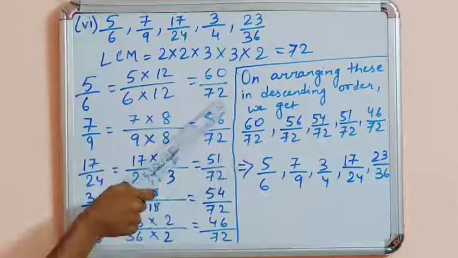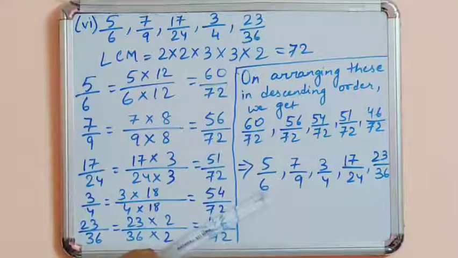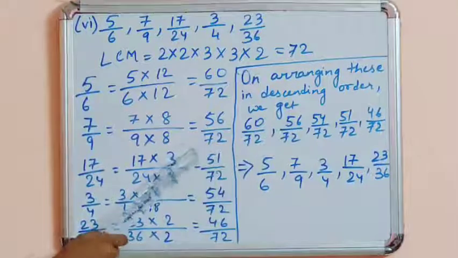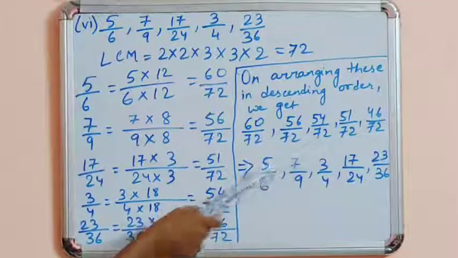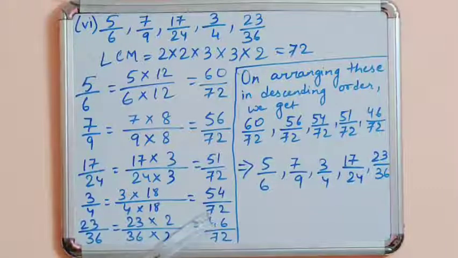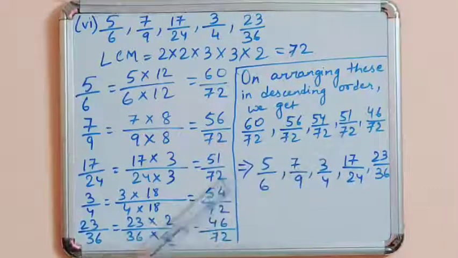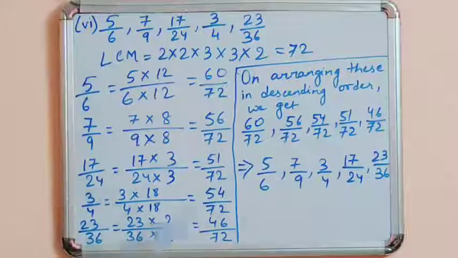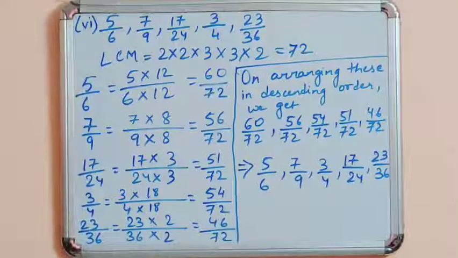So 60 by 72 was 5 by 6. So instead of 60 by 72, we write 5 by 6. Then 56 by 72 was 7 by 9. So we write 7 by 9 here. 54 by 72, that is this one. It was 3 by 4. So we write 3 by 4. 51 by 72, it was 17 by 24, so we write 17 by 24. And the last one, 46 by 72, it was actually 23 by 36, so we write 23 by 36.